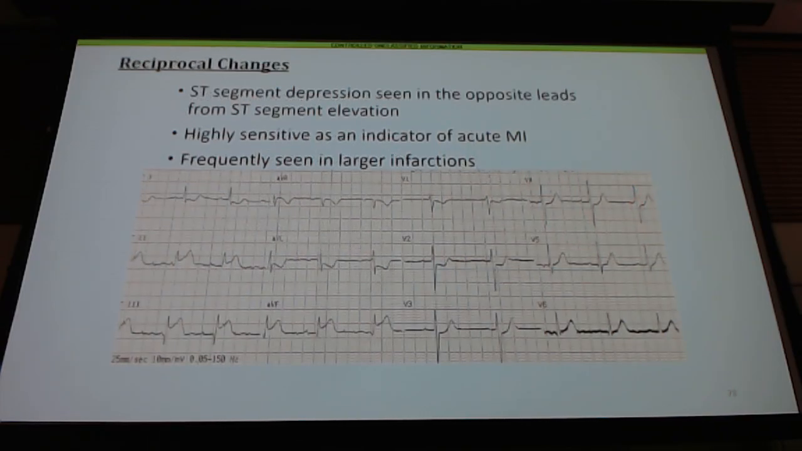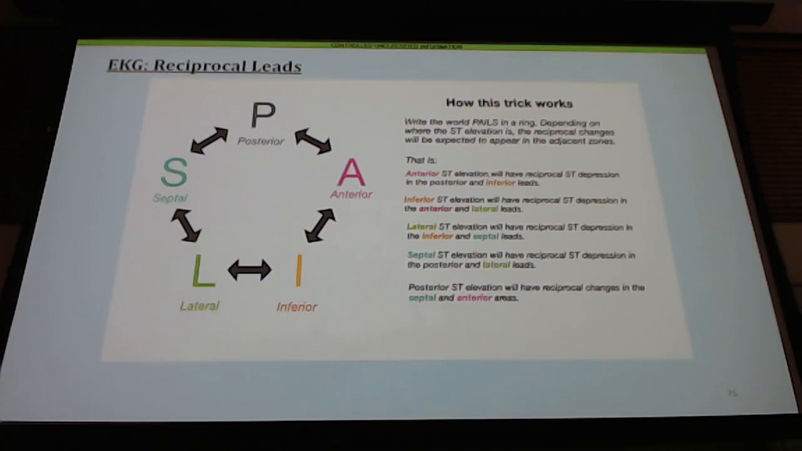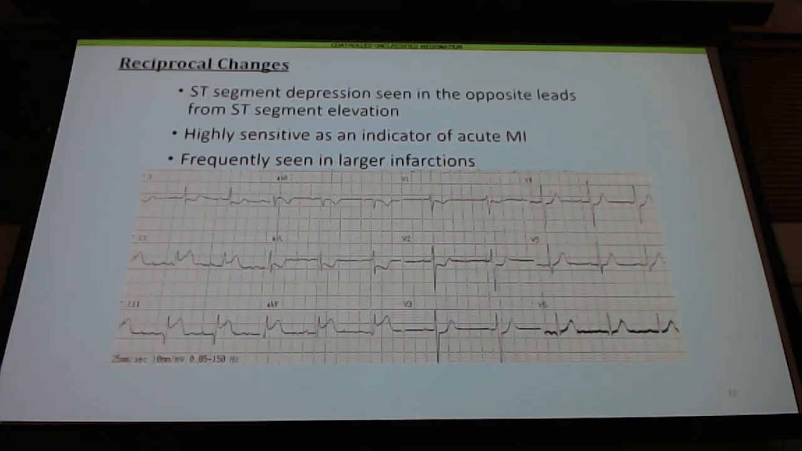So here's an example of this. What do we see? Well, I see ST elevations in 2, 3, and aVF. So those are our inferior leads. And when we look at our PALs, if I have an inferior wall MI, so here's where my MI is, I expect changes in the lateral leads and the anterior leads. So now we're talking about V5, 6 here, right? We're talking about V3 to 4 here. That's where we would expect to see those reciprocal changes.